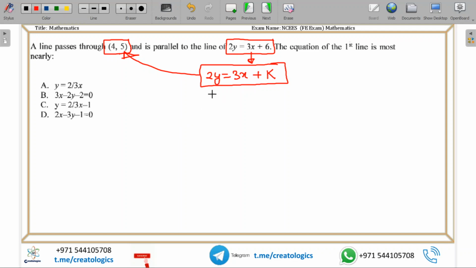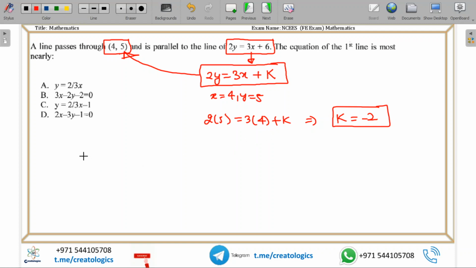So here just put x equal to 4, y is equal to 5 and find the value of k. What is that? You get 2 times 5 is equal to 3 times 4 plus k. So from here you get k is equal to -2, right? So the value of k is negative 2, and hence the equation of the required line is 2y is equal to 3x minus 2. Okay, you can also say that 3x minus 2y minus 2 equal to 0, which is option B here.